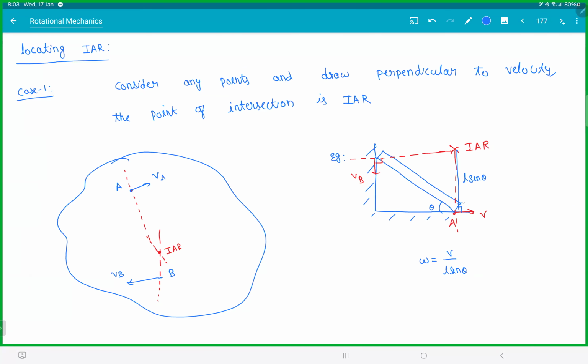This is the IAR, so this is the circle here. Radius is L sin theta and velocity is v. So omega is v by L sin theta. Is this making sense? And what will be the kinetic energy of the rod then? Kinetic energy of the rod will be half, moment of inertia about the IAR, into omega square.